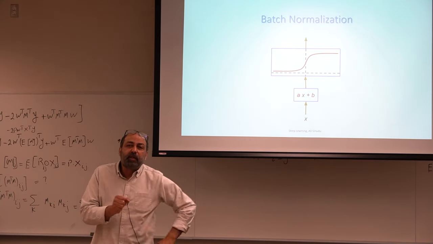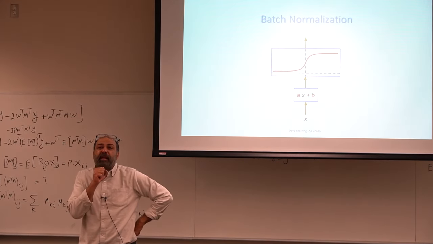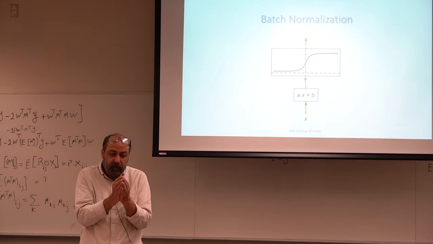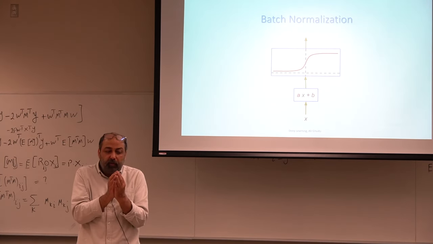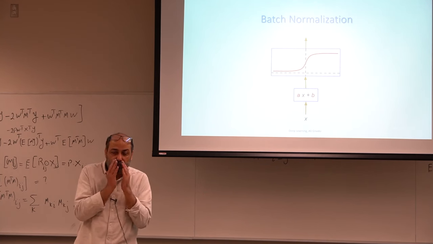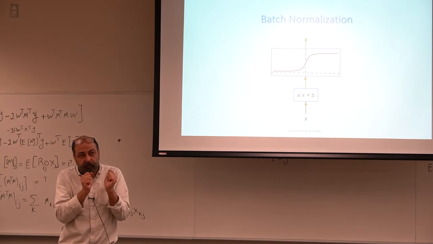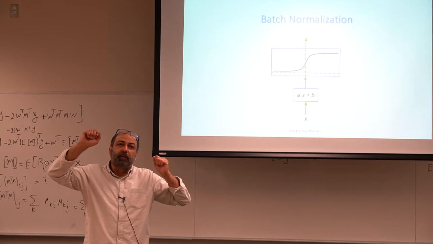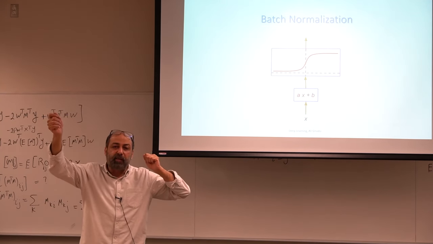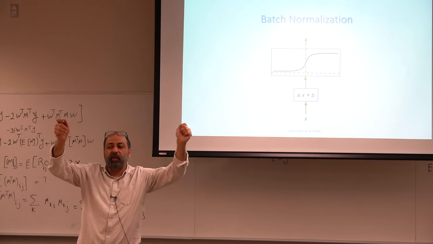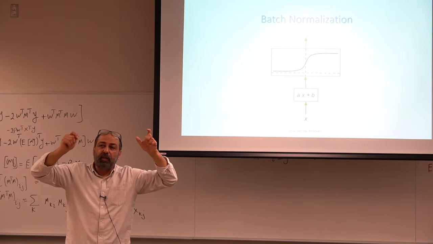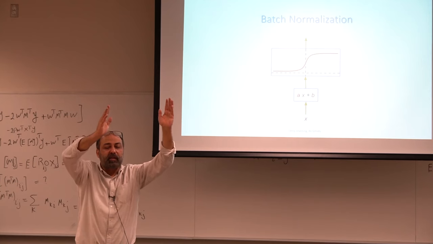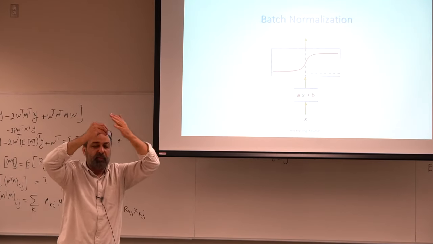So the original intuition is based on the concept of internal covariate shift. And what is covariate shift? Covariate shift itself has nothing to do with neural networks. It's a classical problem in machine learning. It happens when the distribution of your training set is different from the distribution of your test set. So basically, you're training a model with a training set. At test time, the distribution of the test set is different from this one. Okay, how is this possible?